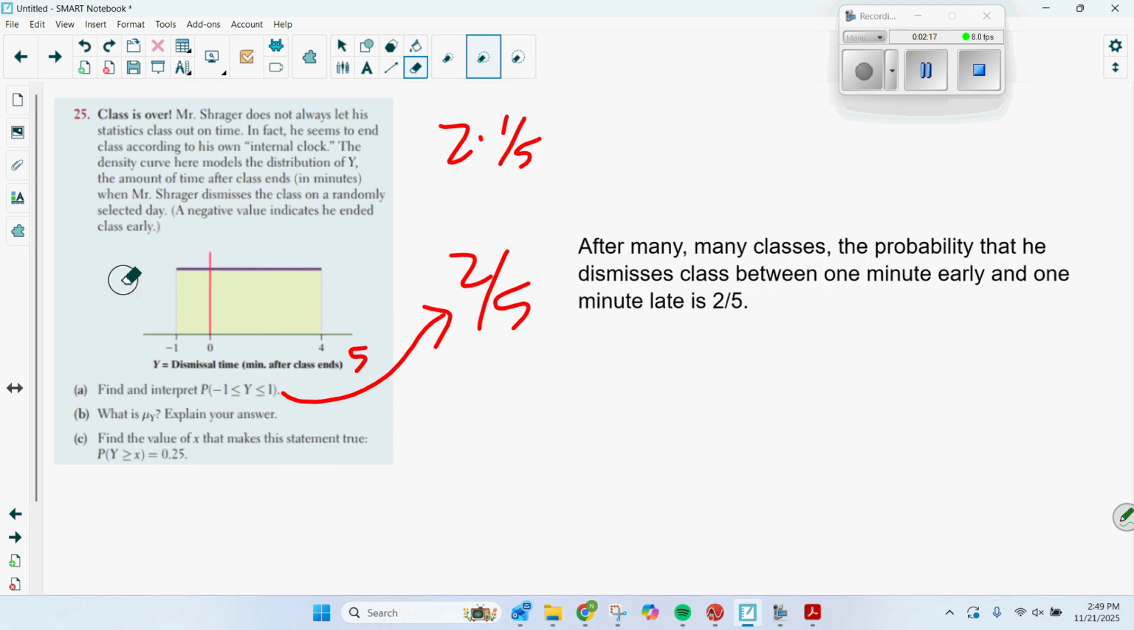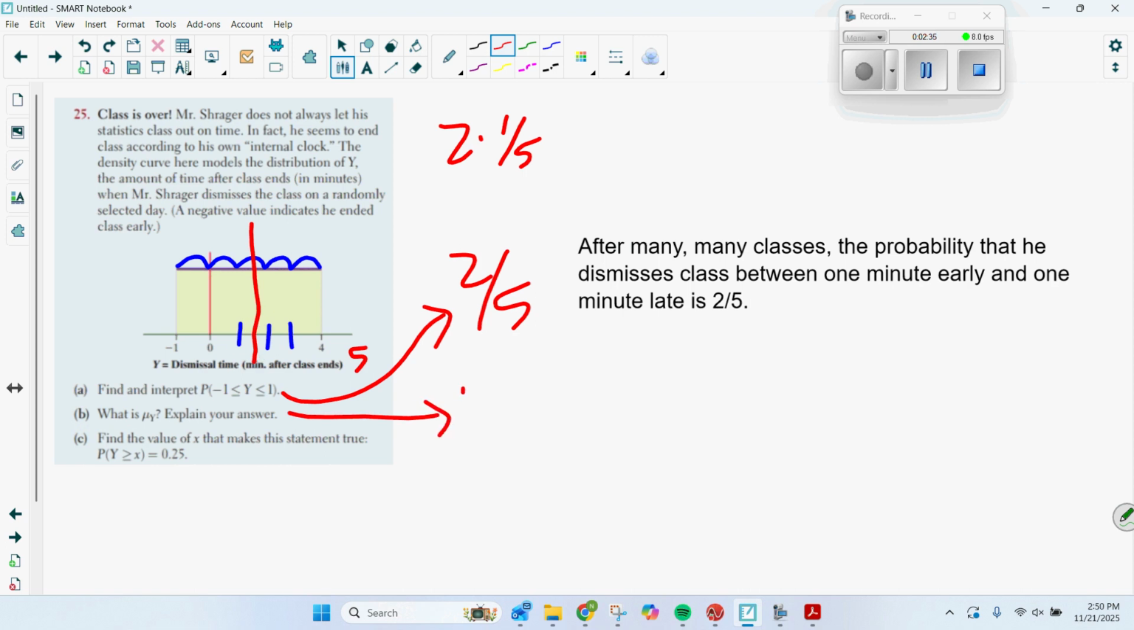So if I'm looking at this, because everything is equally likely, again, I've got 1, 2, 3, 4, 5 units there. Right in the middle is going to be right there, which is 1.5. So 1.5 minutes is exactly in the middle of the uniform distribution. That's what I would explain.